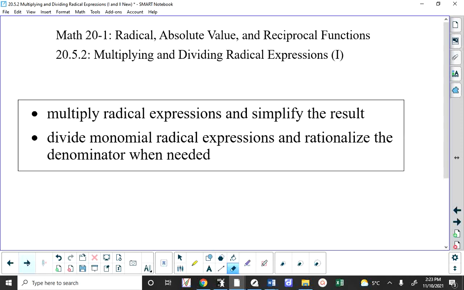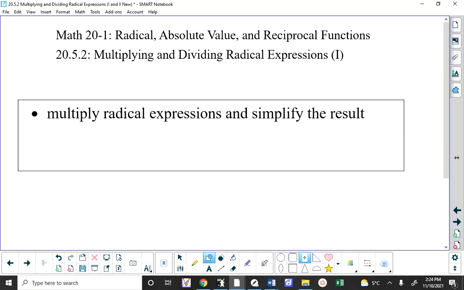So what are we doing today? We're multiplying radical expressions and simplifying the result. And then we're also going to be dividing, I don't know if we'll get to this today or not, but dividing monomial radical expressions and rationalizing the denominator. And you know what? I don't think we're going to be doing that. We are not doing that. All we are doing is multiplying the radicals today. Even including this next section would be too much to get through in one lesson.